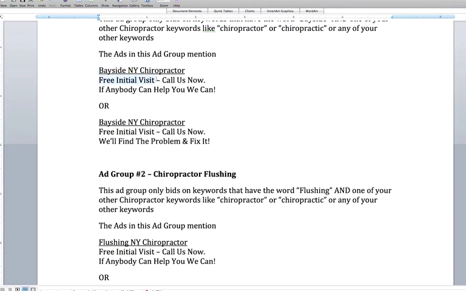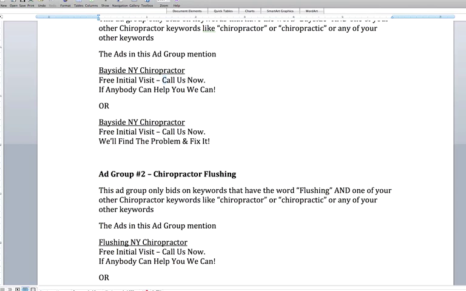And then you have free initial visit. If you have anything like a free consultation, free initial visit, or free quote, that should always be in your ad. There should always be something of value for free, and then a call to action, call us now. And then an additional benefit like we'll find the problem and fix it, or if anybody can help you, we can. That's really where you're going to come into the testing. This is pretty standard. For a chiropractor, I'd almost always have the location and the word chiropractor or chiropractic in the headline, and I'd almost always have free initial visit, and I'd almost always have call us now or call us today. If you don't feel like using the word now, if you think that's too strong, use call us today or just call us.